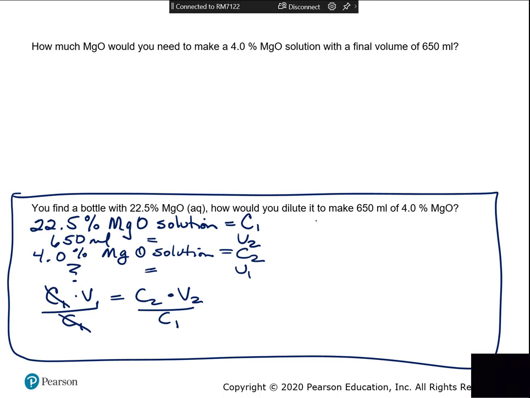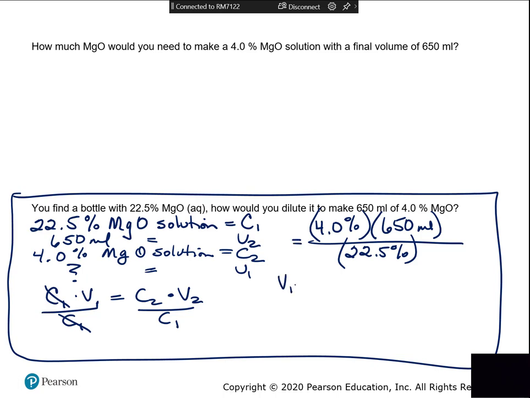So C2 is 4.0%. V2 is 650 milliliters. C1 is 22.5%. So it's 115.55555 milliliters.